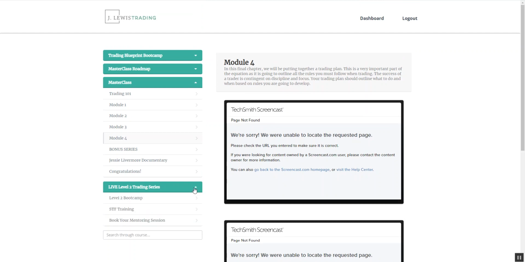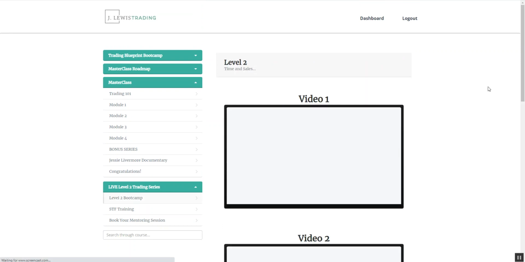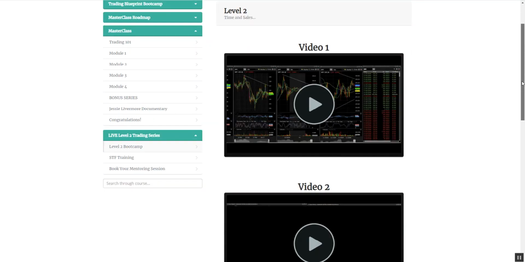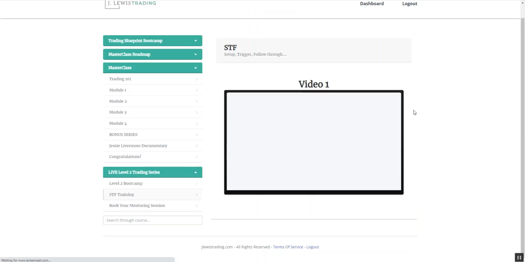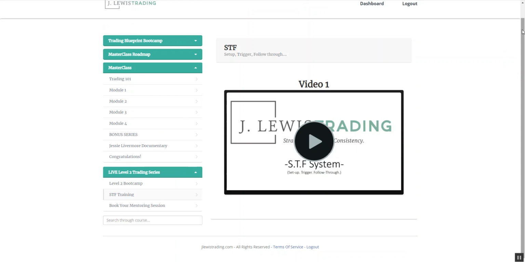And then we've also got the Level 2 Time and Sales series, should you take that as well. This is about how to read Level 2 and Time and Sales. And then there's also the STF training module, should you choose to take that as well. STF is setup, trigger, follow-through, and I go through the whole model of what a proper setup looks like, where the actual trigger points are, and how we use a very specific follow-through system from getting in, managing risk, and going to profit targets.